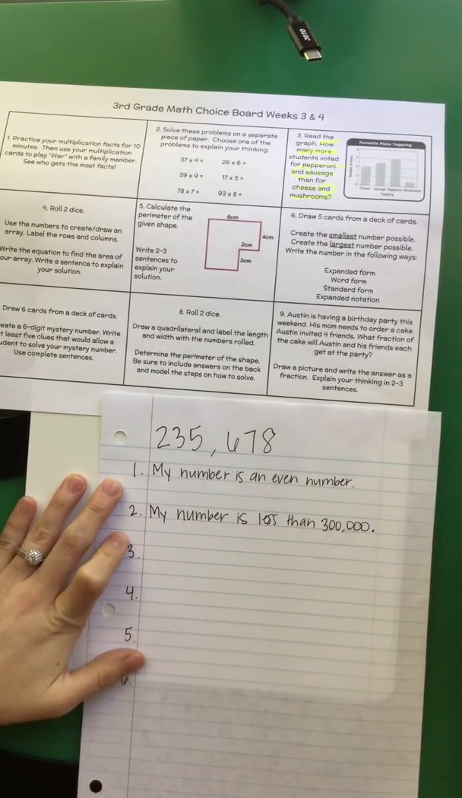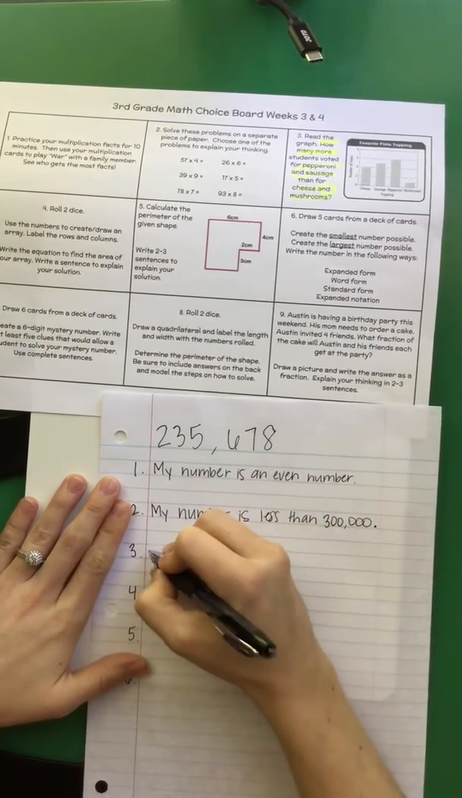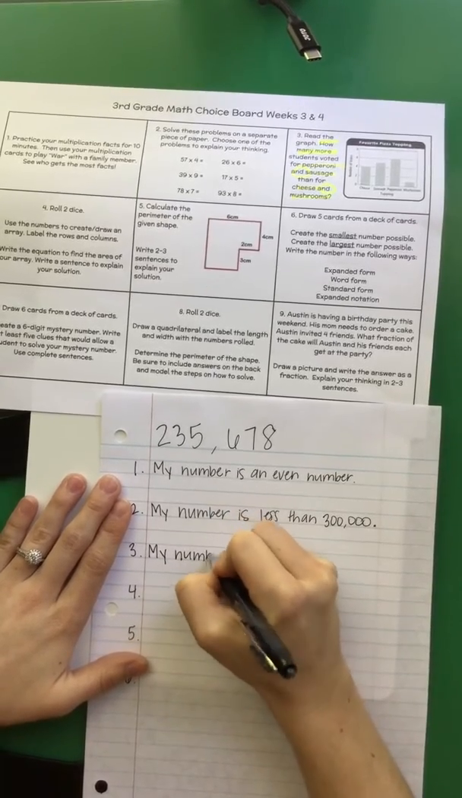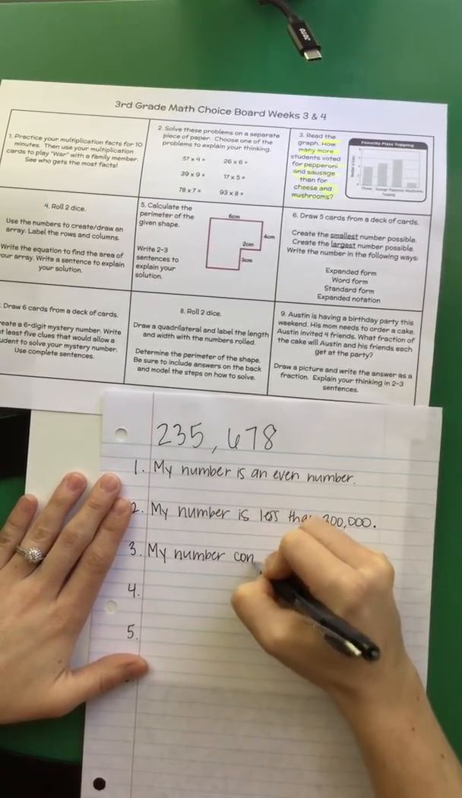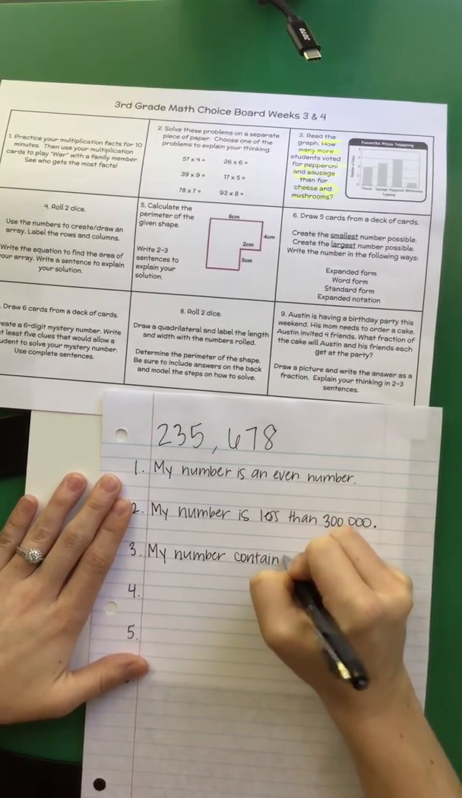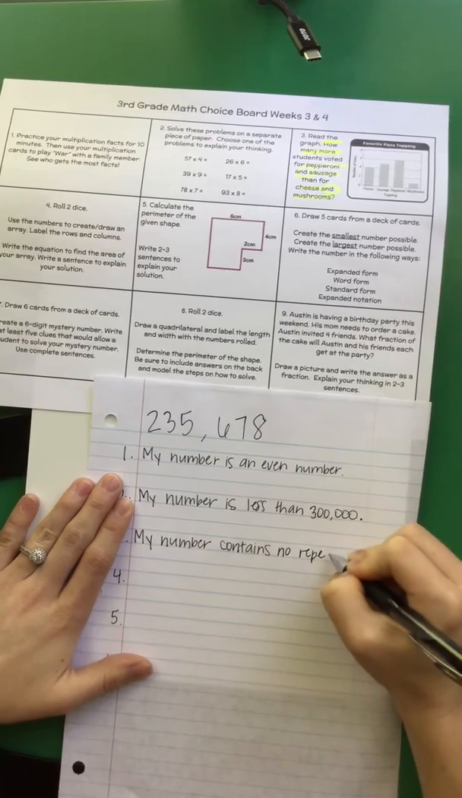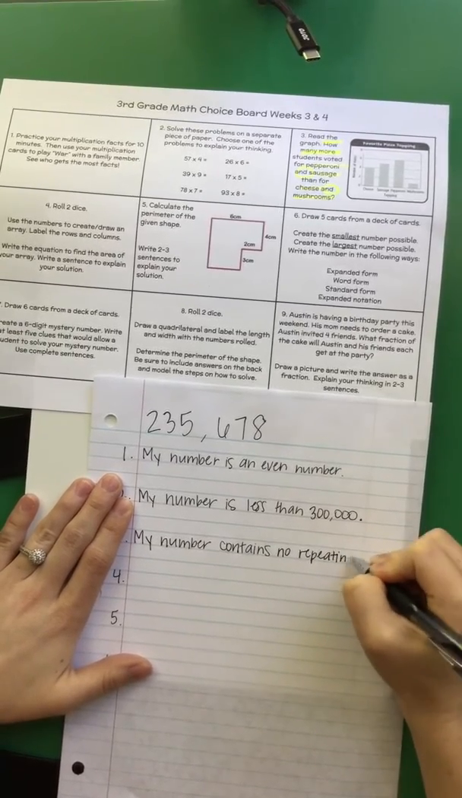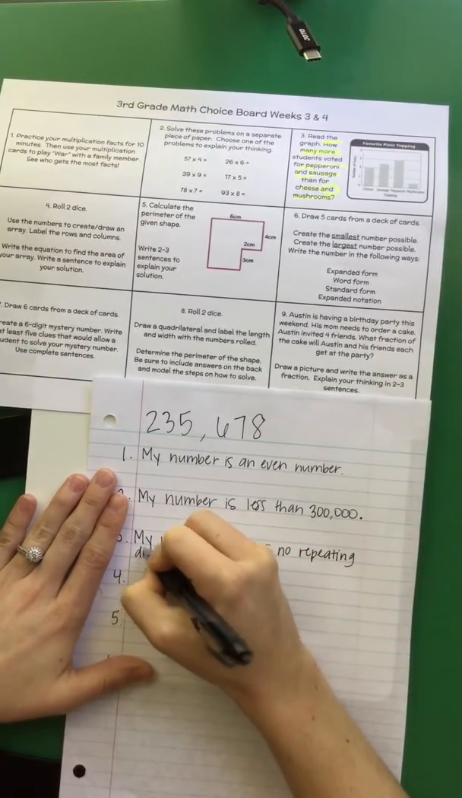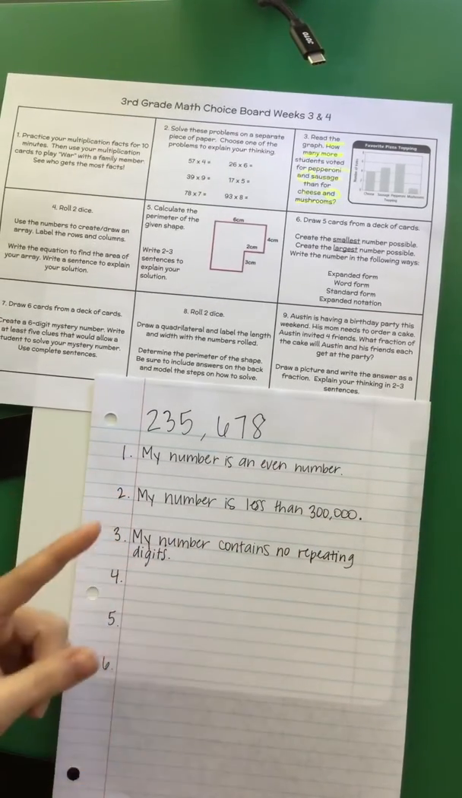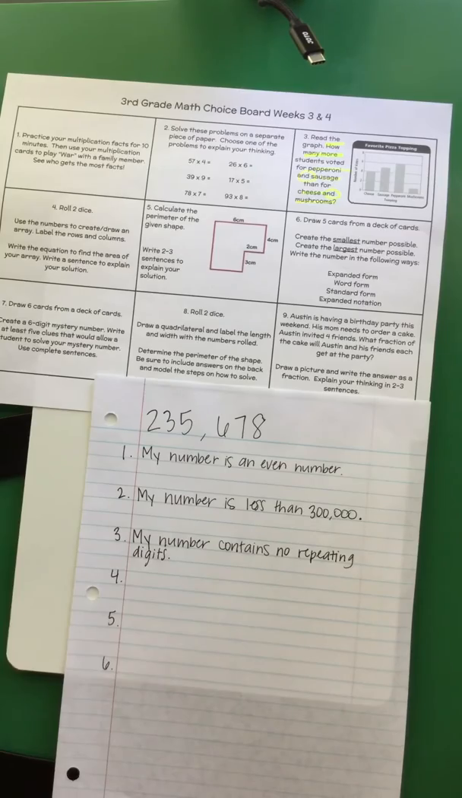Okay, and then I'm going to say my number contains no repeating digits. So what that means is I don't have like the number 2 twice in there, and I don't have the number 8 3 times. I just have like each digit's only in there once. Like I only used 2 once, I only used 6 once, just like that.